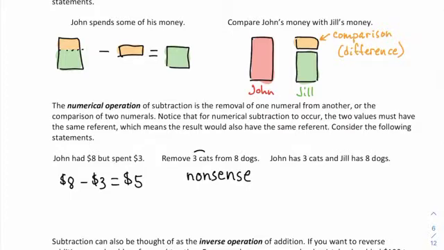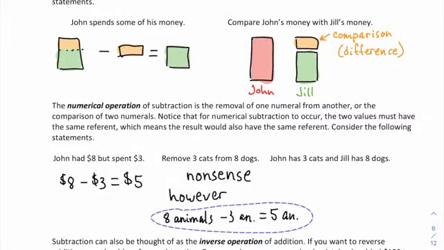Now, if you had changed this to animals, remove 3 animals from 8 animals, then you could say you have 5 animals left. It makes sense if you think more generally, instead of the specifics of cats and dogs, and think of animals and animals. Then you've effectively made them have the same referent, and your answer would be 5 animals. Right, so let's write this. However, 8 animals minus 3 animals equals 5 animals. You could do that generalization of the units.